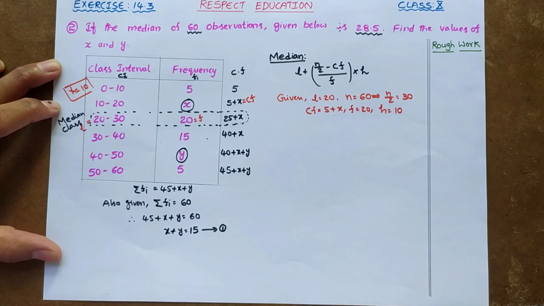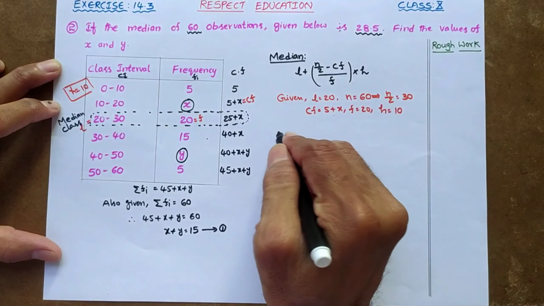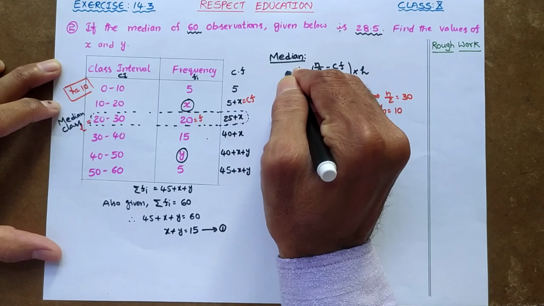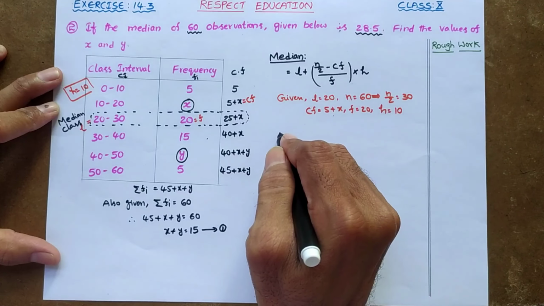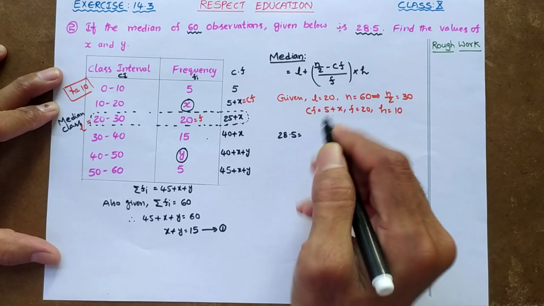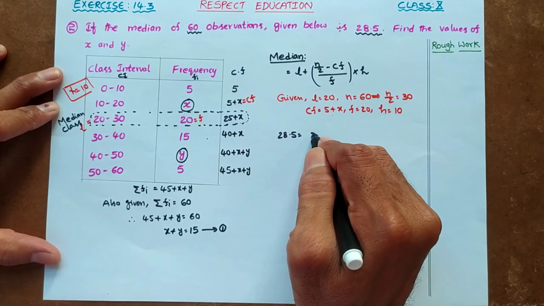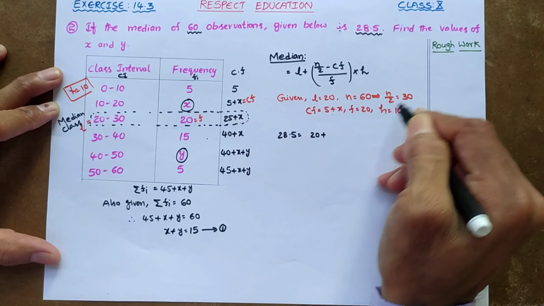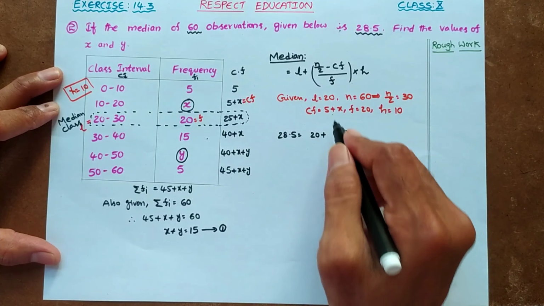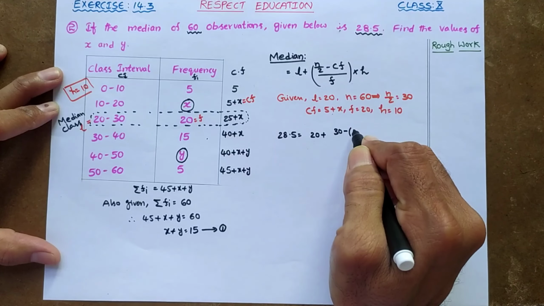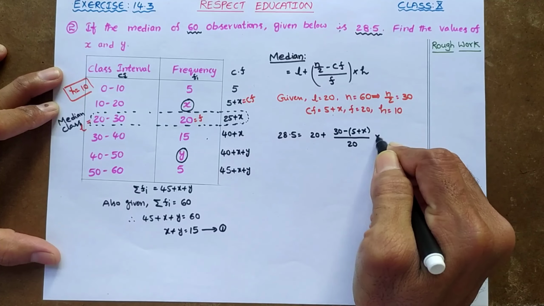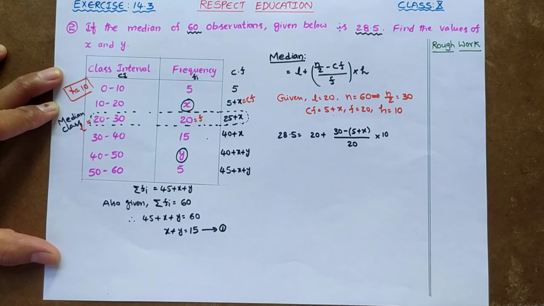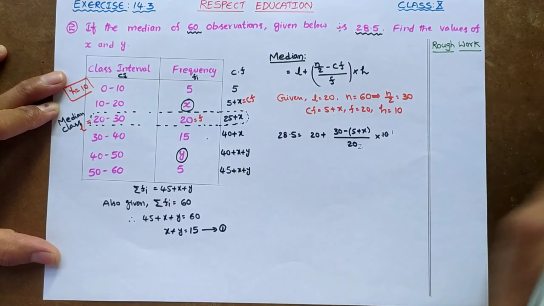Now let us substitute these values in the formula. So here median equal to, but the given median is 28.5, we can use it. So 28.5 is equal to, this is the median, equal to L, L means here 20 plus n by 2, that is 30 minus Cf. So here minus Cf is 5 plus x by f is 20 into h is 10. Now here we can do cancellation. 10 ones are 10 and 10 twos are 20.